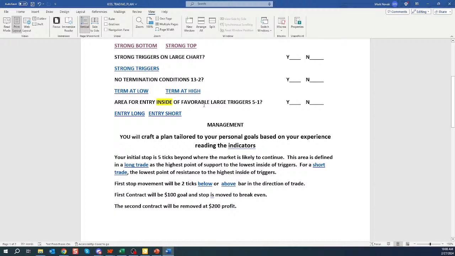If I have all of these, then I enter the market, period, right? So your management should be just as methodical as you learn to read your indicators. And then here's that magic phrase again. You will craft a plan tailored to your personal goals based on your experience reading the indicators. Your management plan will not always be this management plan, but guys, this is the management plan designed to give you the best results as you learn to read your indicator.